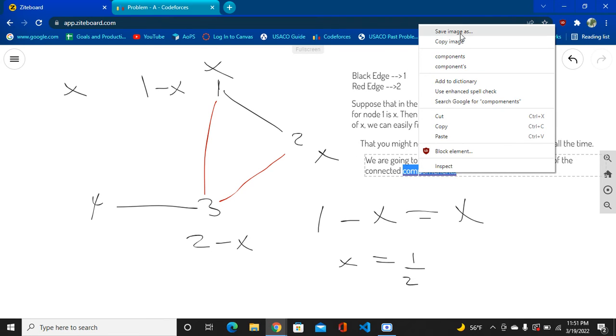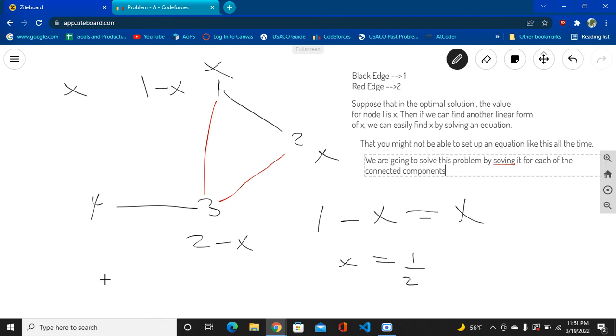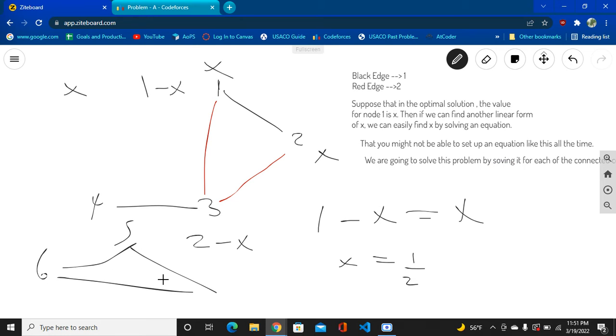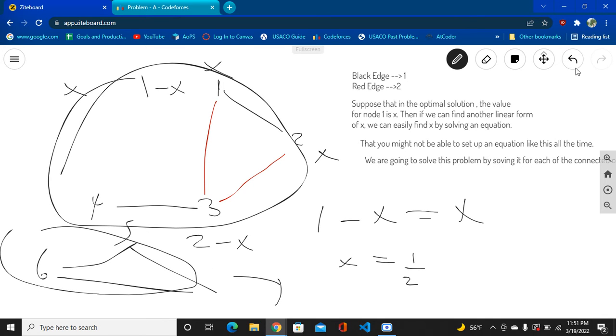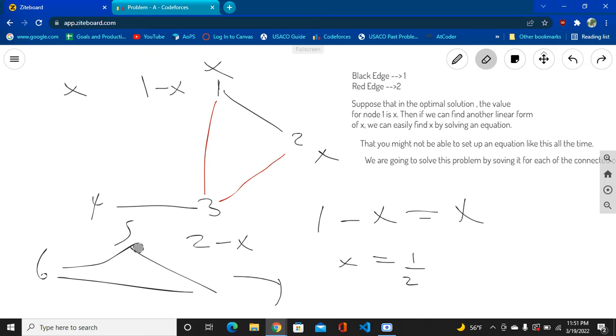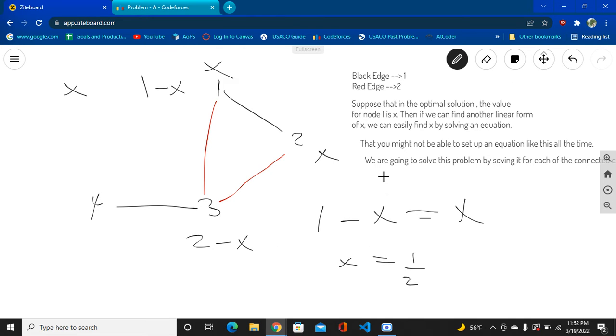Because obviously, if I had more edges in this graph, and then this is another connected component, 5, 6, 7, obviously this connected component is independent of the other one. Therefore you're just going to solve it for each connected component. So you'll just use DFS to go through each connected component. I think that's kind of obvious. But yeah, so this logic doesn't work.